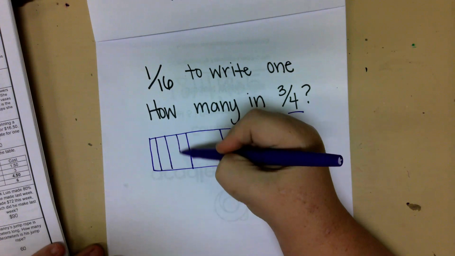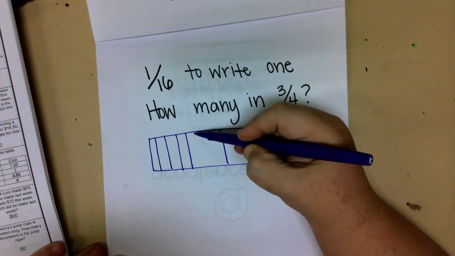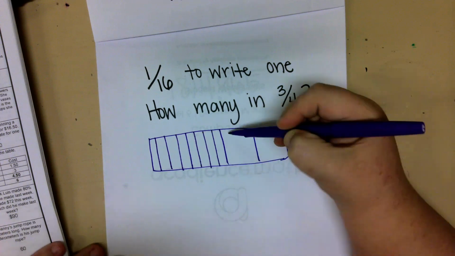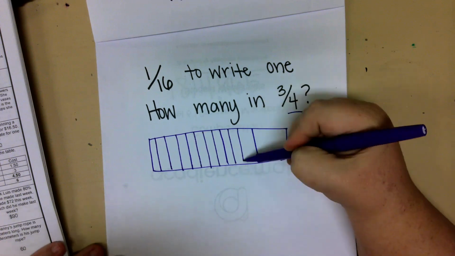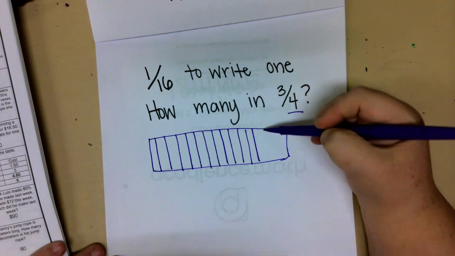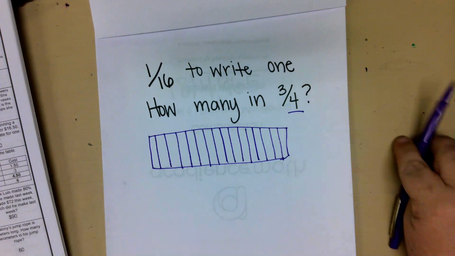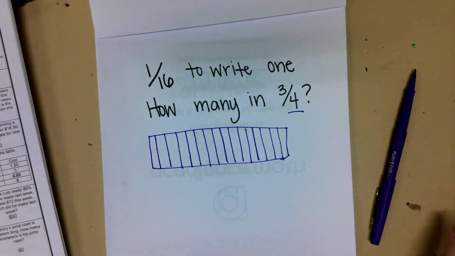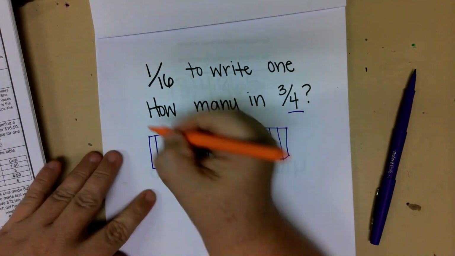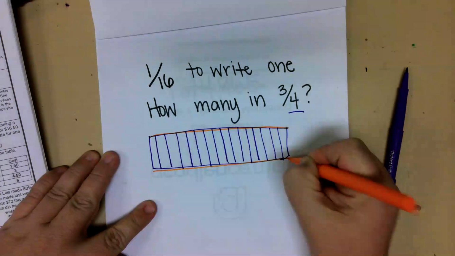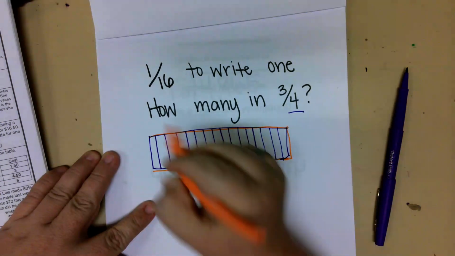into 4s. So there's 4, 1, 2, 3, and 4. 1, 2, 3, and 4. 1, 2, 3, and 4. And I meant to do that in a different color. I apologize, so that we can kind of see the difference between the 3/4 and the 16ths.